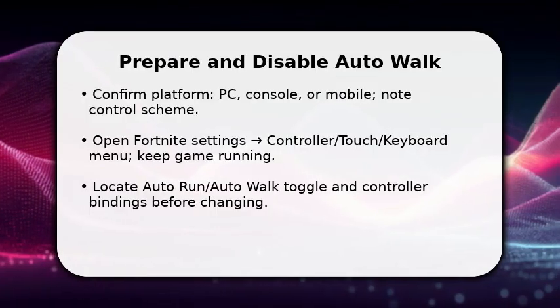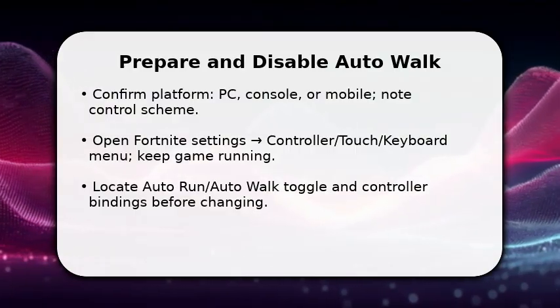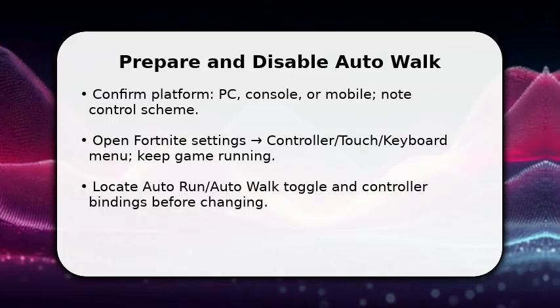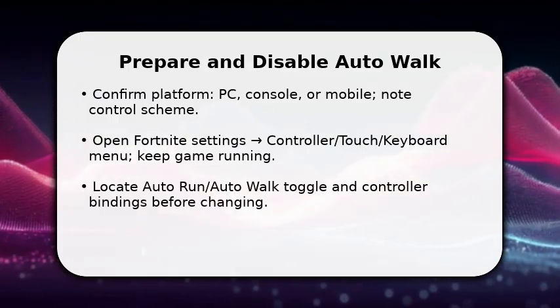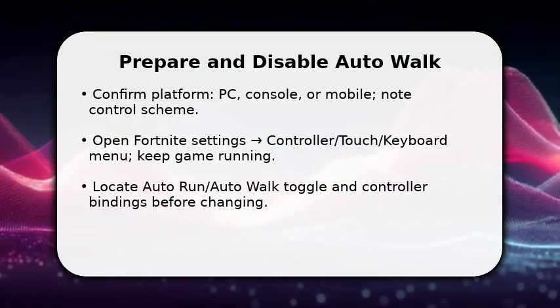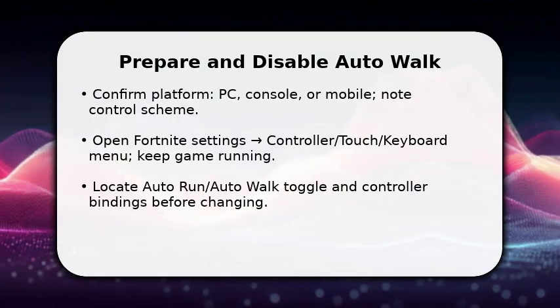You're starting now. Check your platform and that Fortnite is running. Open Settings and go straight to the input section for your device. Once there, locate the Auto Run or Auto Walk toggle and the key or button bound to it. If the control is bound to a macro or controller feature, unbind it immediately.